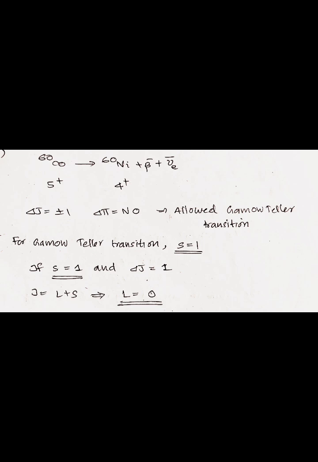So here the delta J value is plus or minus 1 and delta pi is equal to 0, because there is no change in the parity, it is always positive. If delta J is plus or minus 1 and delta pi is equal to 0, we can say that it is the allowed Gamow-Teller transition. For Gamow-Teller transition, we know S is equal to 1. So if S is equal to 1 and delta J is taken as 1, we can write J is equal to L plus S, which implies L is equal to 0. So here L is equal to 0 and S is equal to 1. So this is the answer.